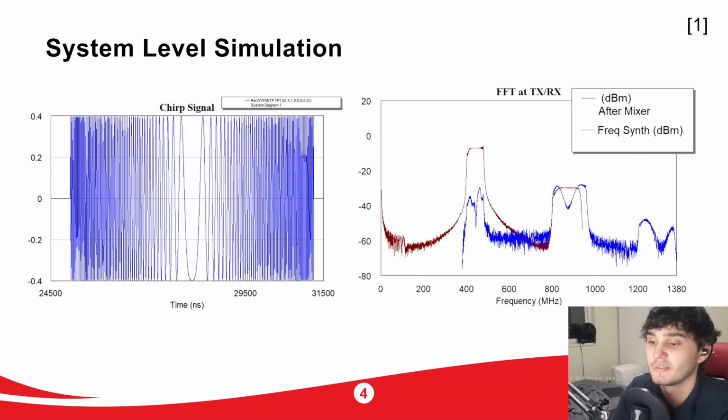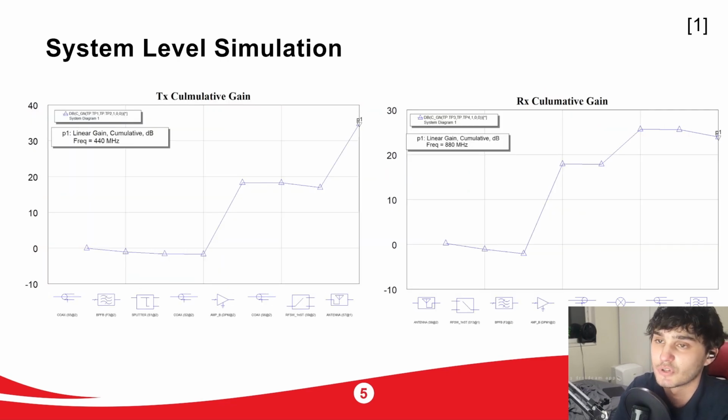Here are plots showcasing the intended chirp signal generated from the ramping function of the frequency synthesizer evaluation board, the expected power of the frequencies generated by the frequency synthesizer, and the mixed signal from the local oscillator frequency synthesizer path and the RF receive path. Here are plots showcasing the gain of each component.